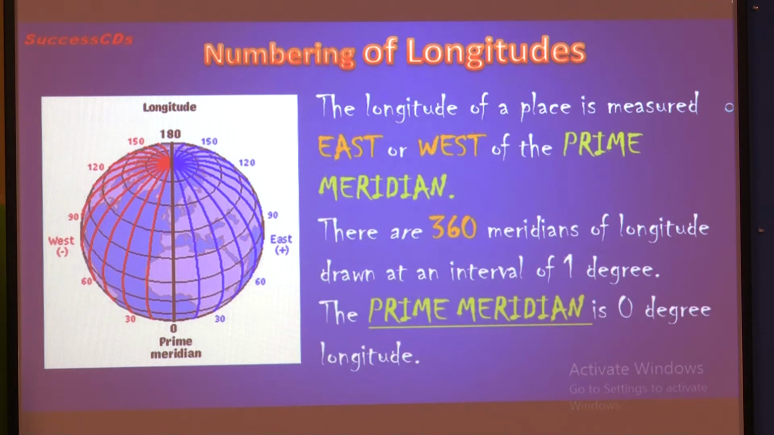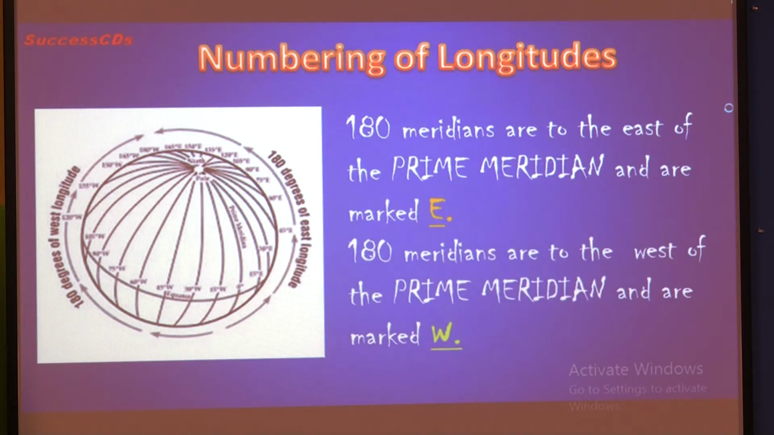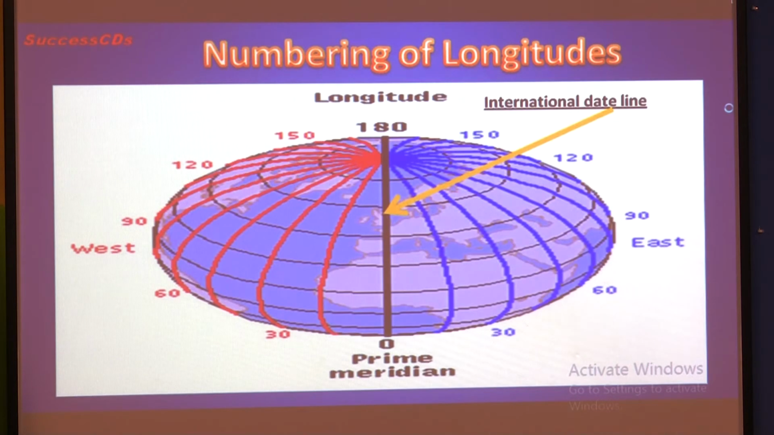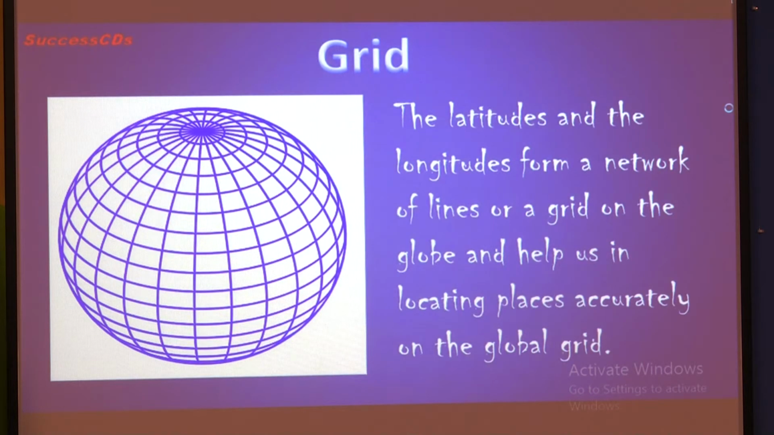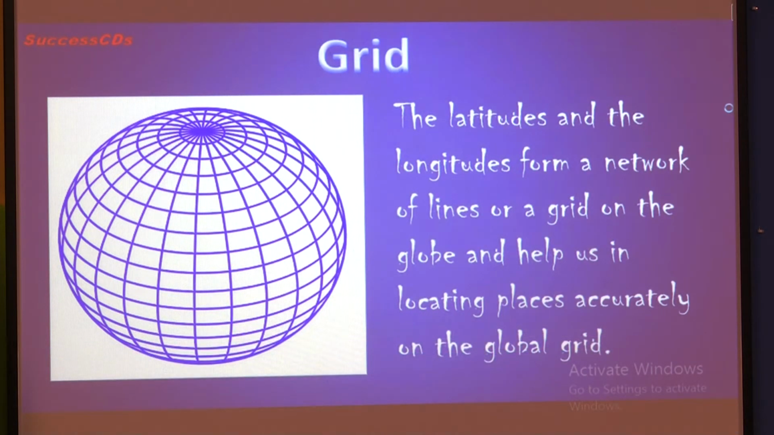The prime meridian is 0 degree longitude. 180 meridians are to the east of the prime meridian and are marked with a capital E. 180 meridians are to the west of the prime meridian and are marked with a capital W. The 180 degree east and 180 degree west is the same line and is also referred to as the International Date Line. The latitudes and the longitudes form a network of lines or a grid on the globe and help us in locating places accurately on the global grid.